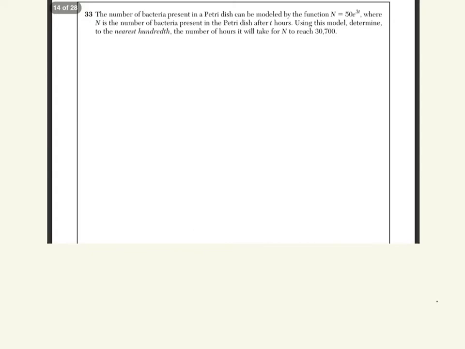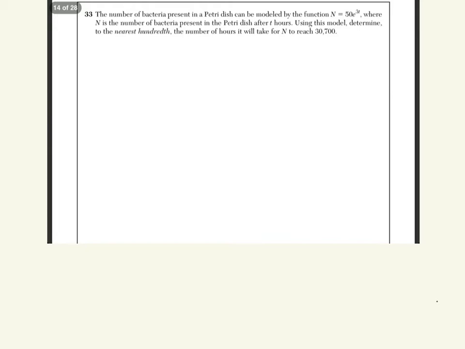Alright, so the next question deals with an exponential formula, and you have N is equal to 50e raised to the 3t power, and they tell you that in one instance N is equal to 30,700, and they ask you to find the number of hours.